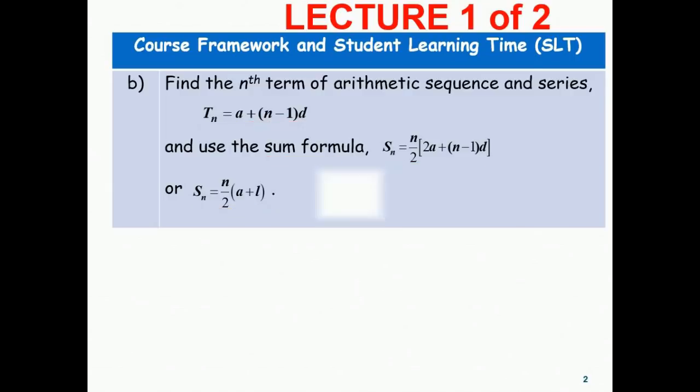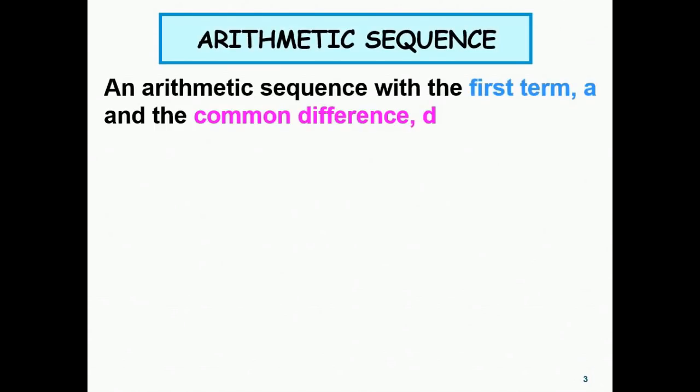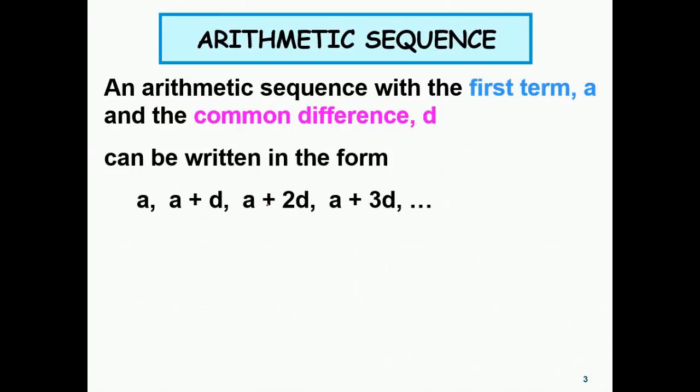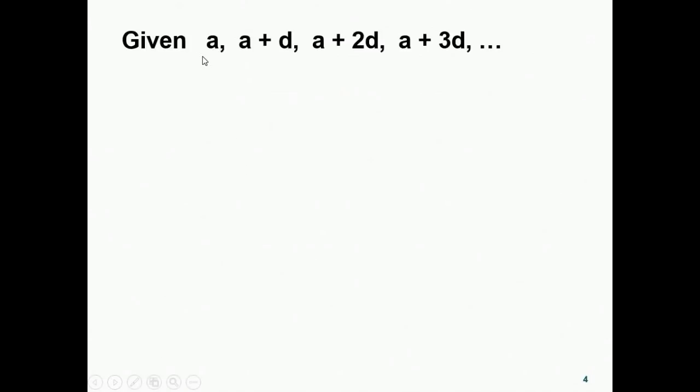First of all, arithmetic sequence. An arithmetic sequence with the first term A and the common difference D can be written in the form of A, A plus D, A plus 2D, A plus 3D, and so on. Given the first term is A, second term is A plus D, third term A plus 2D, and the fourth term is A plus 3D. By using this example, we can derive the nth term of an arithmetic sequence.